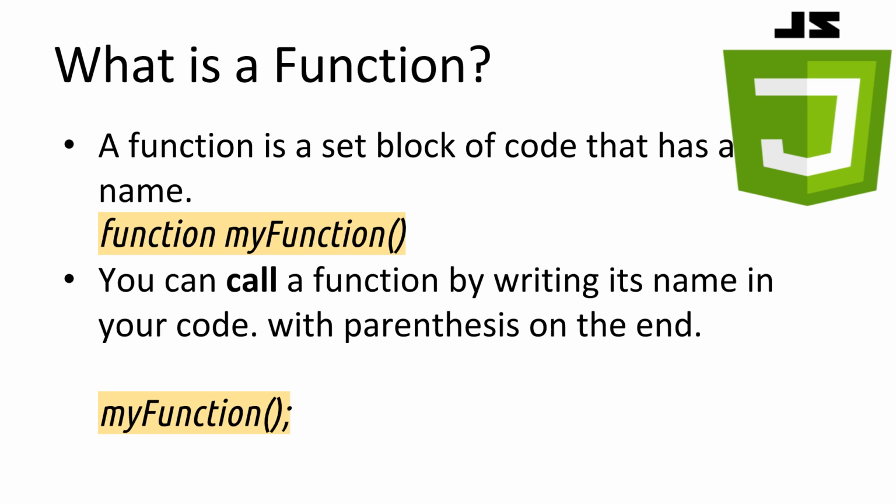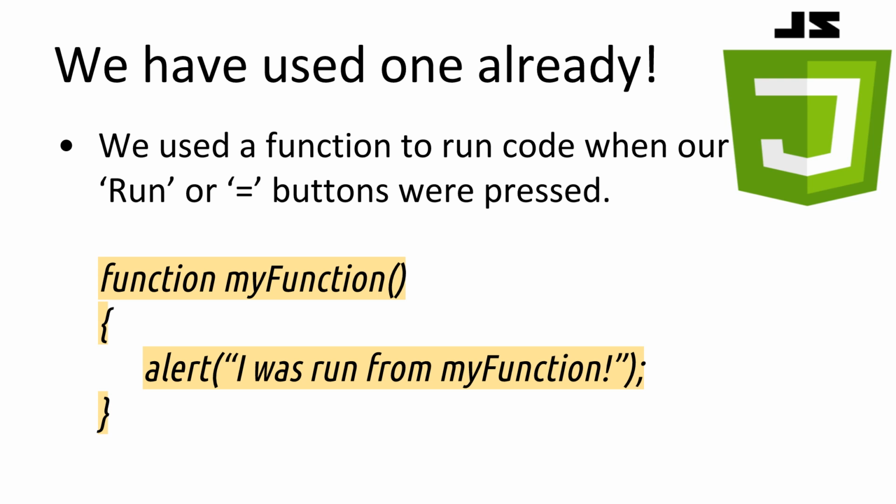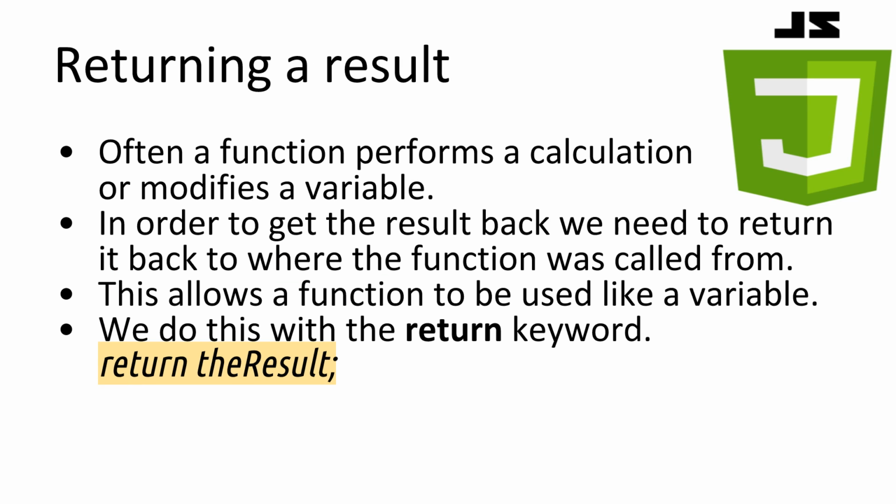It's incredibly important to be aware that the code inside the function will not be run by the browser until its name is called. This might look familiar. That's because we've used one already. Earlier, I introduced a very basic function to run code when our buttons were pressed. Here, we can see a function called myFunction that creates an alert pop-up whenever it is run, saying, "I was run from myFunction." Before we jump into a hands-on example, let's learn a great feature called returning.